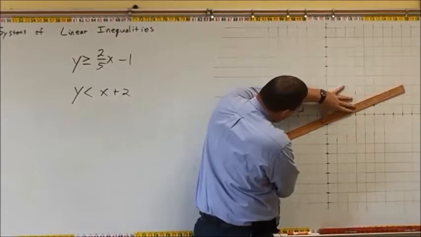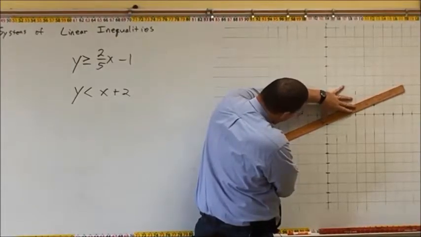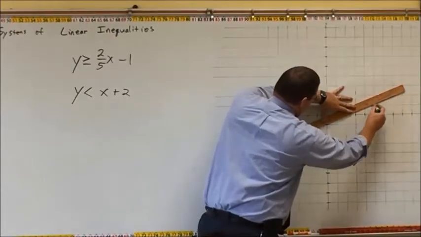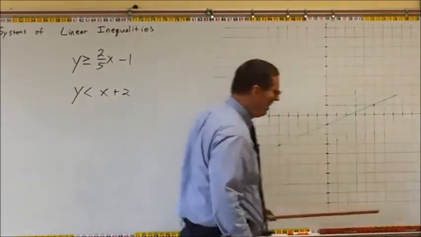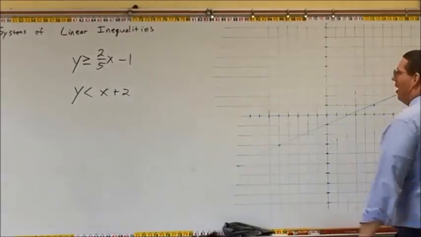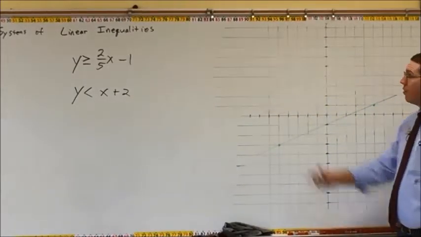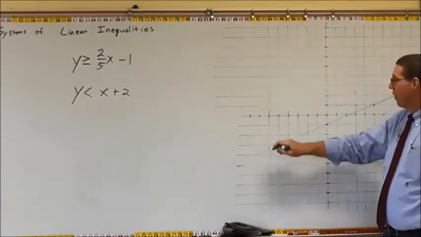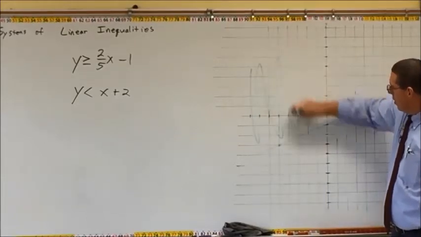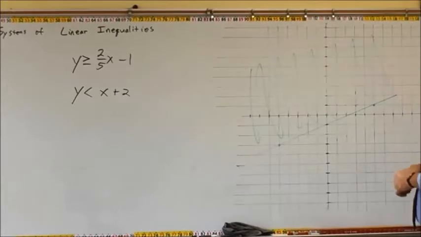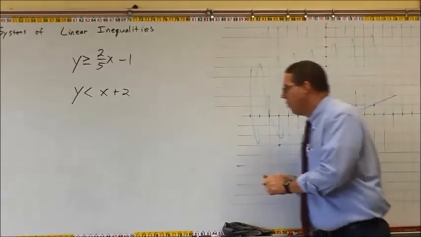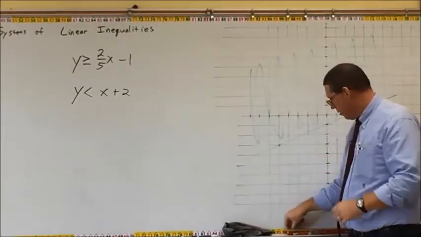So let's line these up. Am I going to shade above or below? Above, because it's greater than 2/5 x minus 1, right? So I'm going to shade up here. All right. Shade.